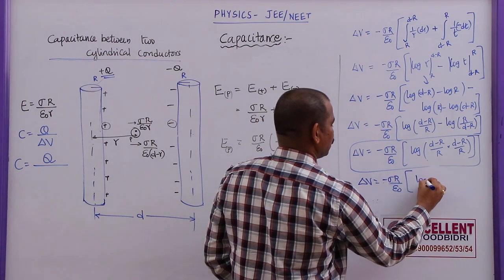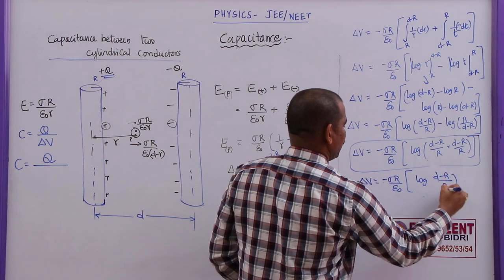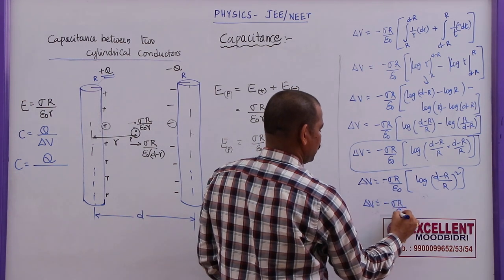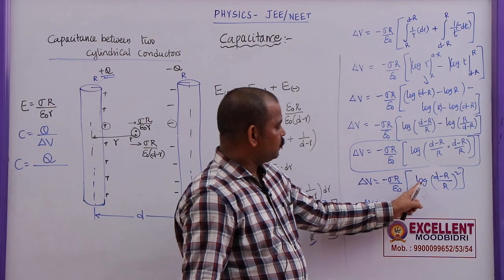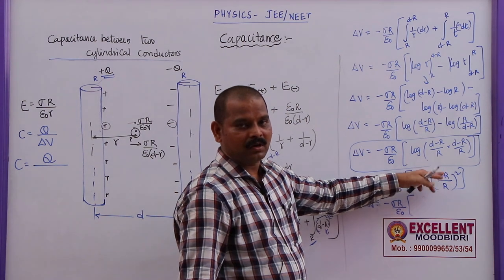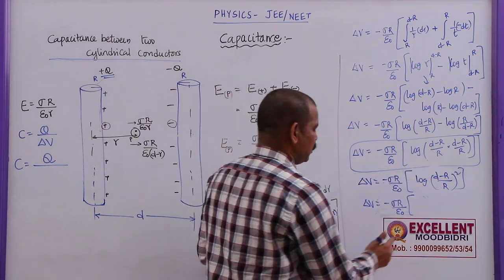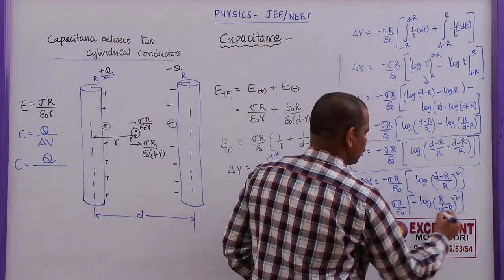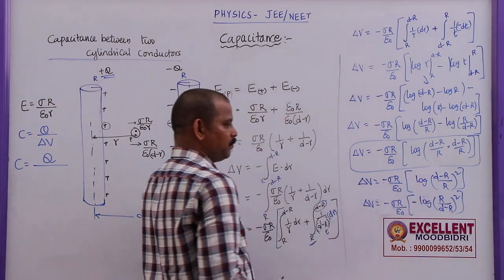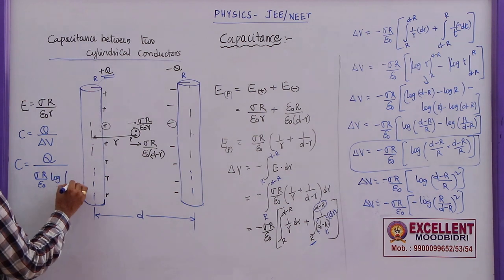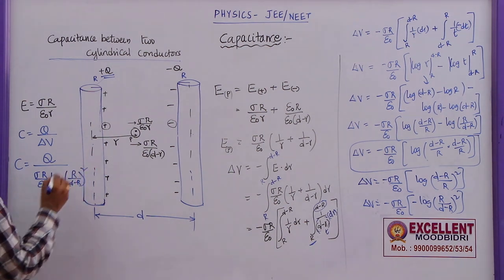This is log d minus R by R whole square. So, delta V is equal to minus sigma R by epsilon naught. This is in form of log A by B whole square. But if you reverse this one, that means in the place of numerator, if you write denominator and denominator in the place of numerator, you can write this as minus log R by D minus R whole square. You can see here 1 minus, here 1 minus, this will become plus. So, what is the delta V here? This is sigma R by epsilon naught log R by D minus R whole square.